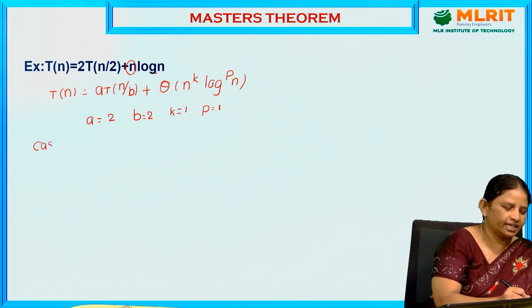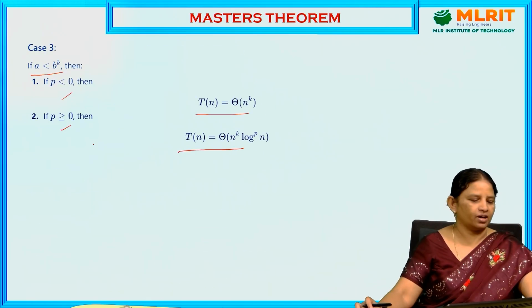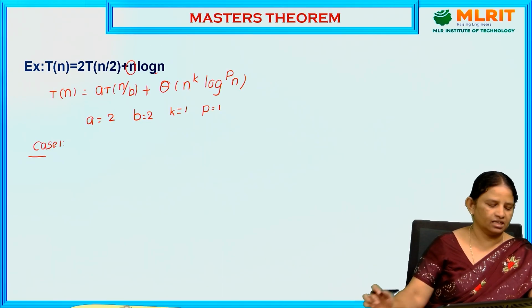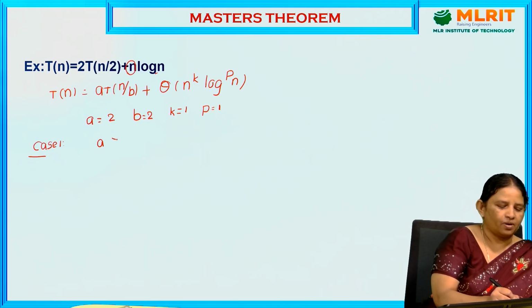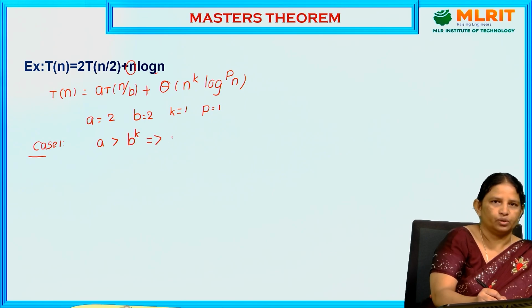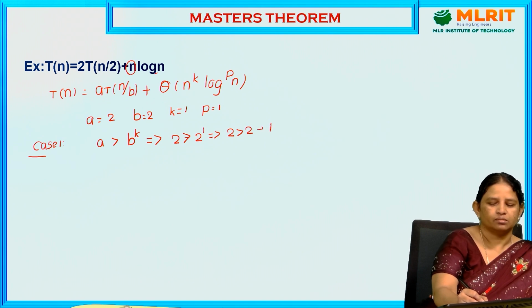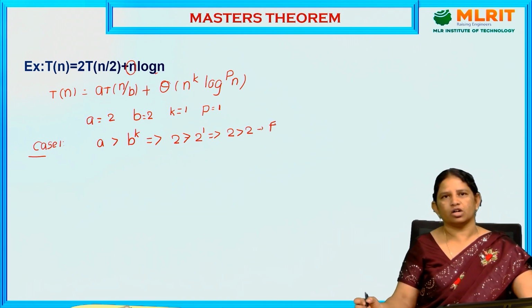First check case 1. What is case 1? A greater than b power k. First check whether the condition a greater than b power k is satisfied or not. A equal to 2, 2 greater than, b value is 2, k value is 1, 2 greater than 2. Condition false. So if the condition is false, go to case 2.